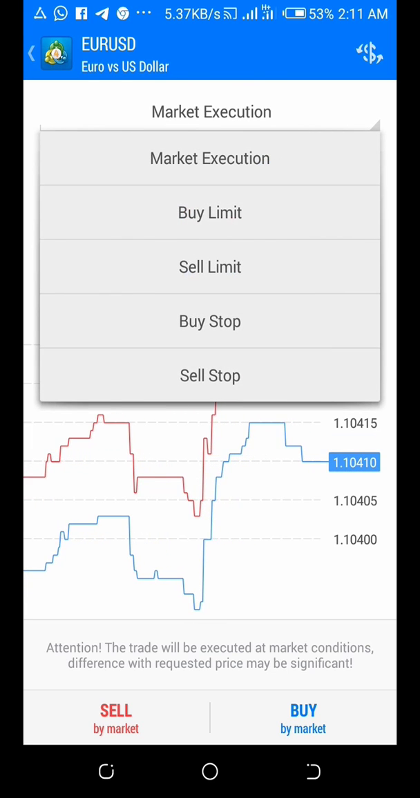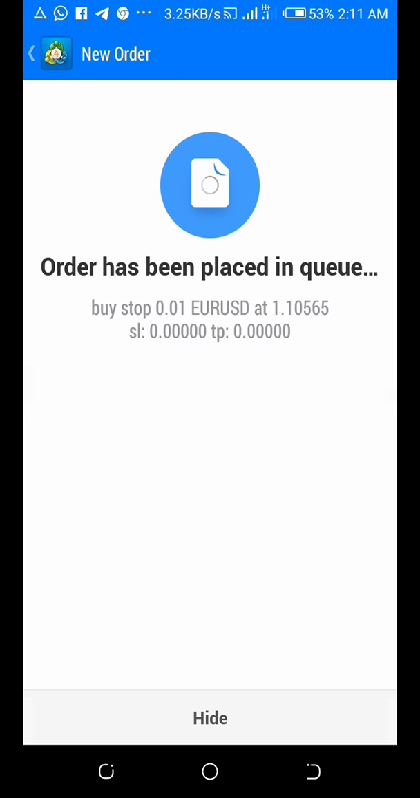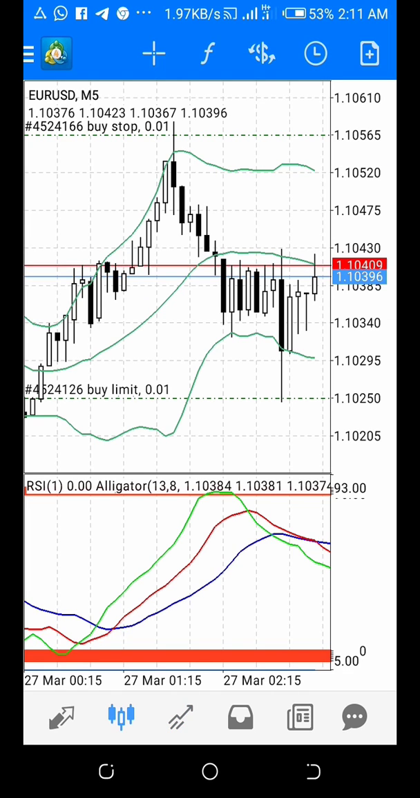So I'm now saying that if my market can buy to 1.10565, my market will keep going up. Okay, and now I place my buy stop at 1.10565. So if my market was able to get to this exact place, it's going to activate my trade immediately for me, and it will keep going up.